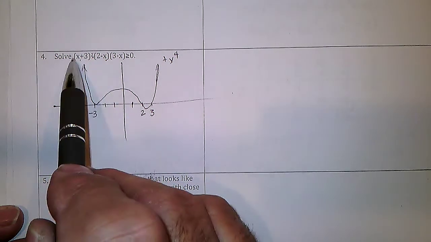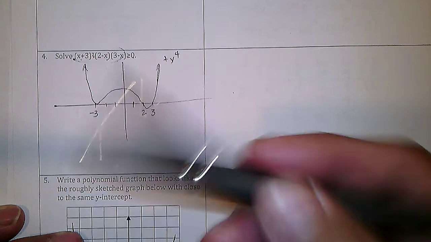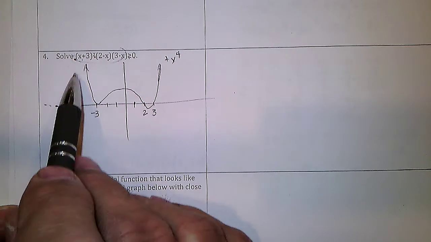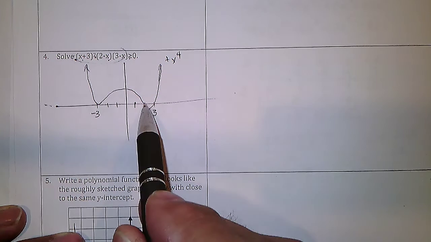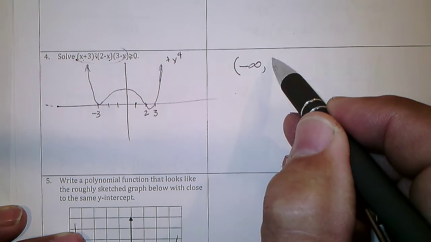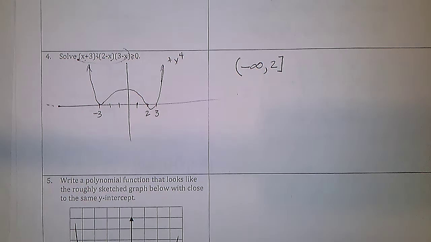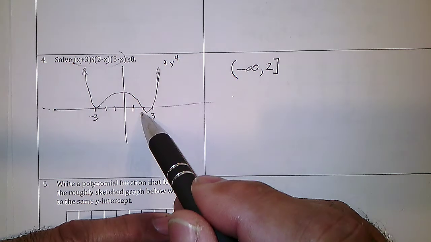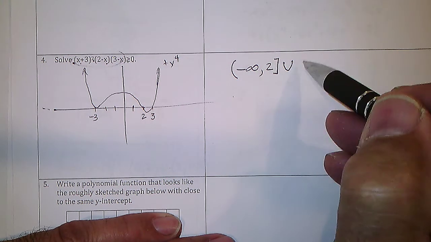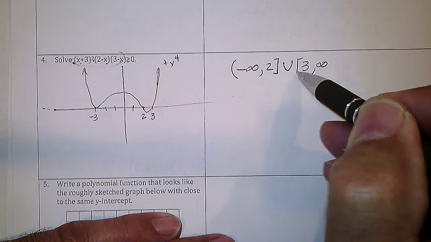So when is this curve above the x-axis? A positive. Well, it's positive or equal to 0. It's positive or equal to 0 all the way up to 2. So from negative infinity, clear up to 2, and including that, it's either 0 or more. There's only this little bit that isn't greater than 0, and then the rest of it is positive. So union from 3 to infinity, including the 3.